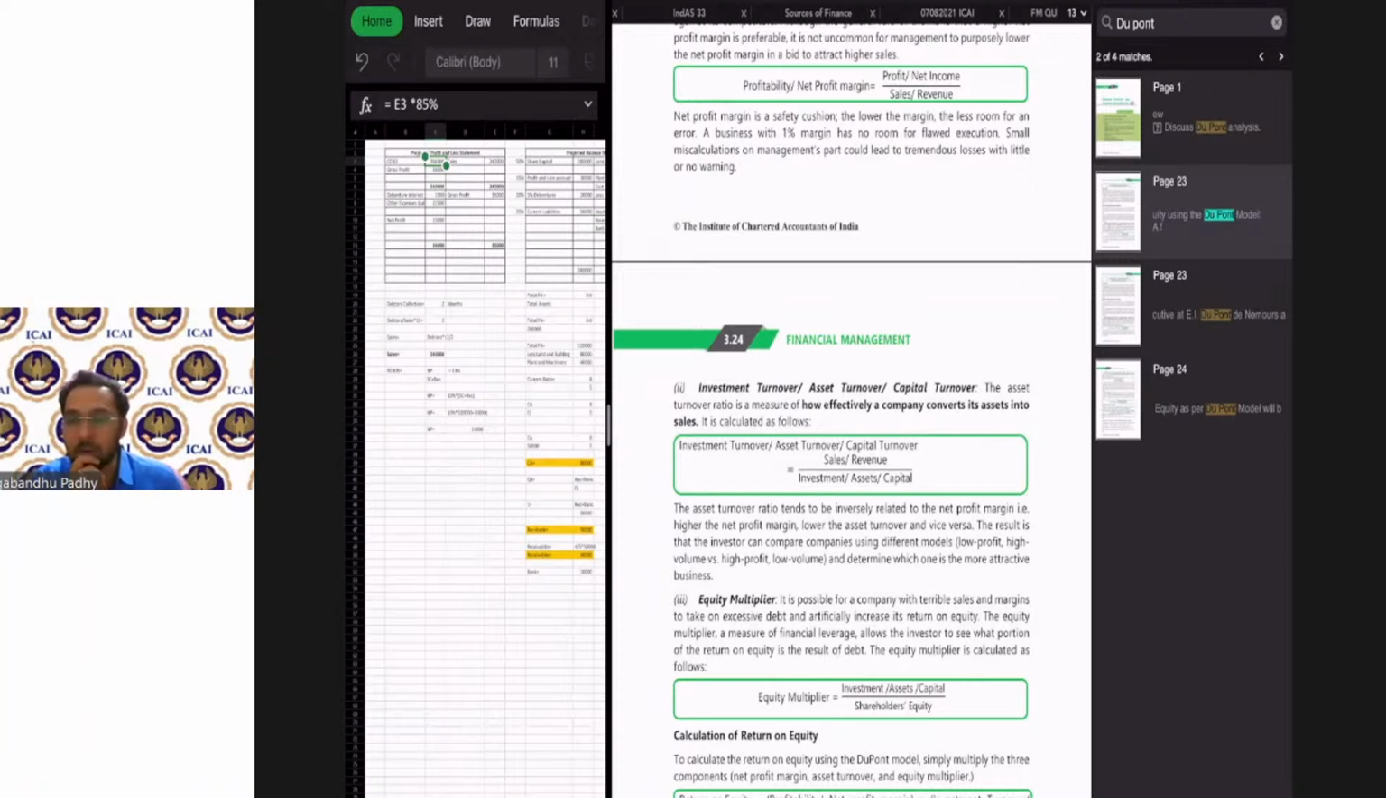Alok is asking about analysis. We should have knowledge of all ratios, like which ratio should be used, which should be high, which should be low. Yes, correct, Alok. You should know which ratio is favorable for you and which isn't. You should have that idea clearly.